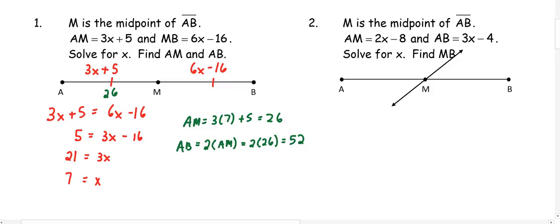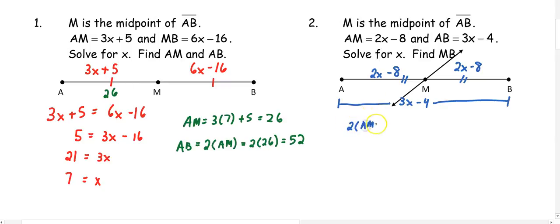Number 2, M is the midpoint of AB. AM is 2x minus 8. And AB is 3x minus 4. Now remember that this piece was bisected into two congruent parts, which means this is also 2x minus 8. So this time, if I'm given the whole segment, I can't set these pieces equal because they're the same expression. So I need to do 2 times the measure of AM is equal to AB. So 2 times 2x minus 8 is equal to 3x minus 4.